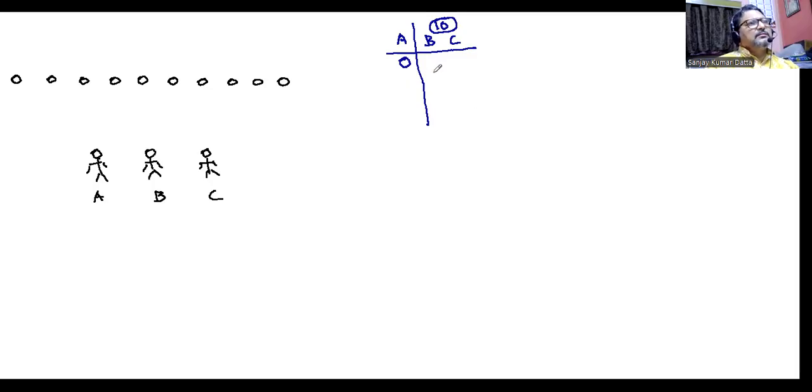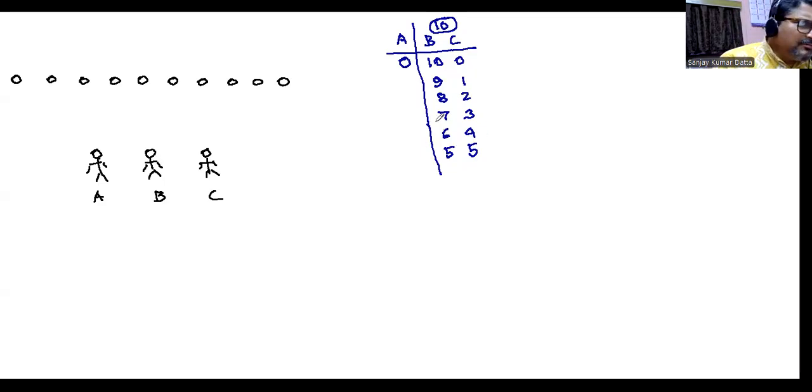How is this possible? 10 is distributed amongst B and C. So it is highly possible B gets 10, C gets 0. B gets 9, C gets 1. B gets 8, C gets 2. B gets 7, C gets 3. B gets 6, C gets 4. B gets 5, C gets 5. And I'm not writing the rest because the rest will be just a reversal of this. So this is one way of distributing. I have sidelined A with 0 marbles and these 10 marbles I have distributed among B and C.